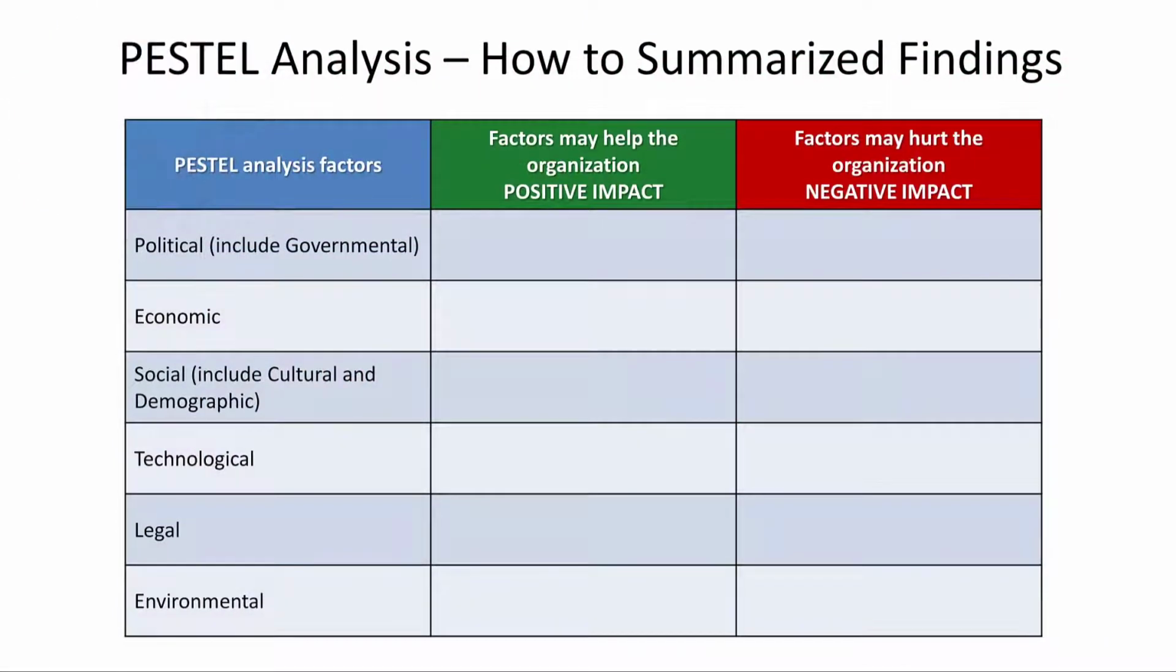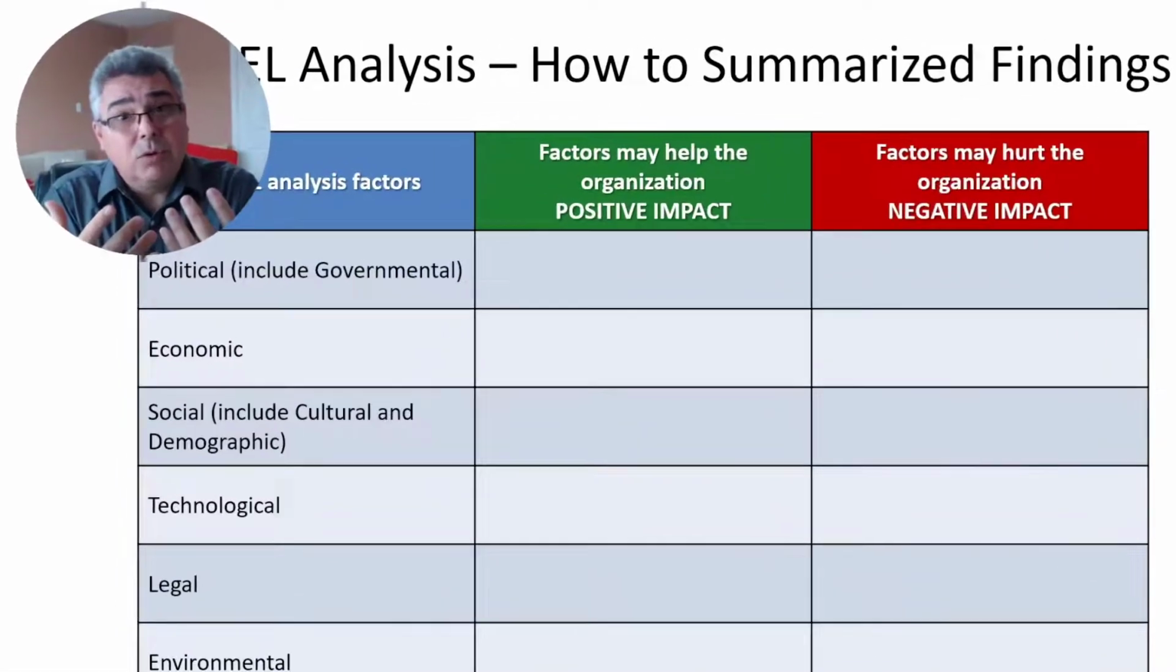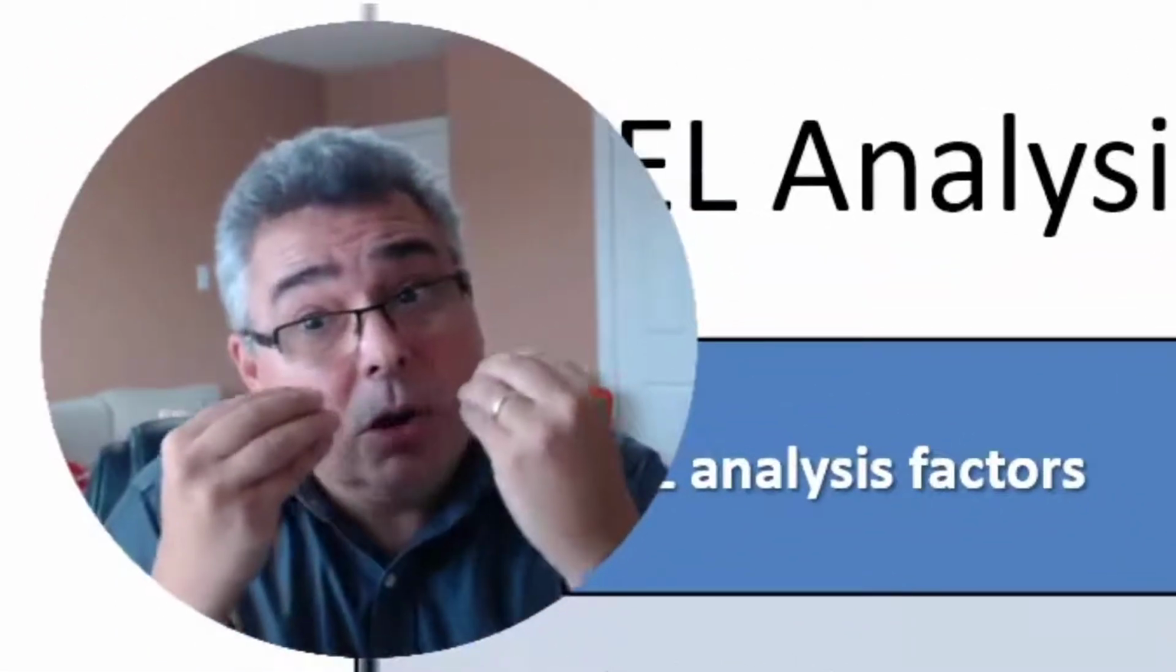Usually I ask my students to summarize the findings of a PESTLE analysis in a table like this. So they conduct a political, economic, social, technological, legal and environmental analysis, and they try to identify factors that help the organization and factors that may hurt the organization. Again, always putting the geographical location where they found that factor. That's very important, geographical location, okay?